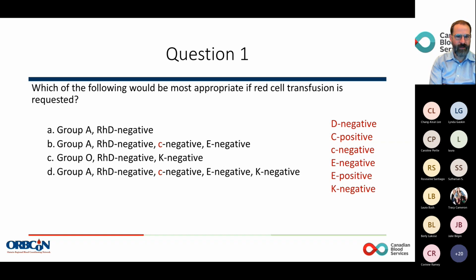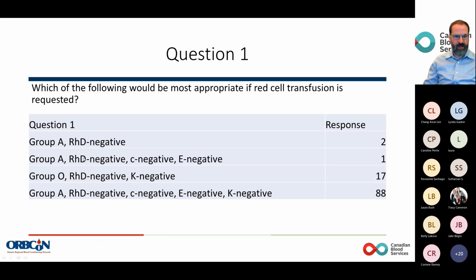The options here for red cell transfusion, which would be most appropriate: group A RHD negative, so standard matching for antigens; group A RHD negative, little c negative and big E negative cells; group O RHD negative, big K negative cells; or group A RHD negative, little c negative, big E negative, and Kel negative cells. As a reminder, the patient herself is D negative, C positive, little c negative, big E negative, little e positive, and big K negative.